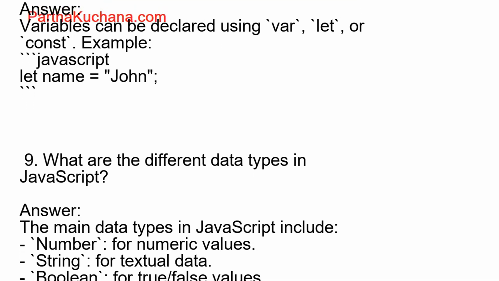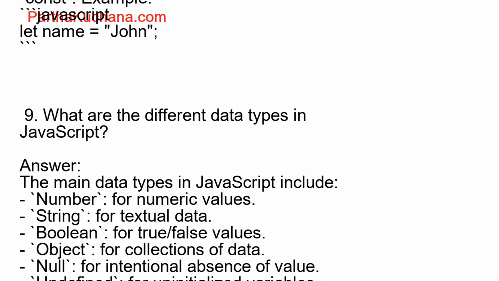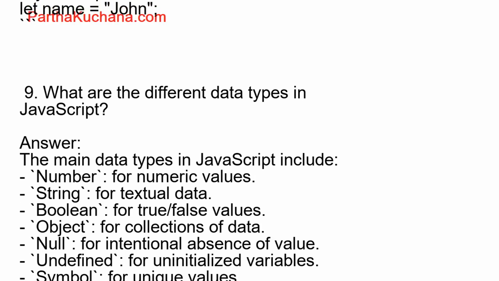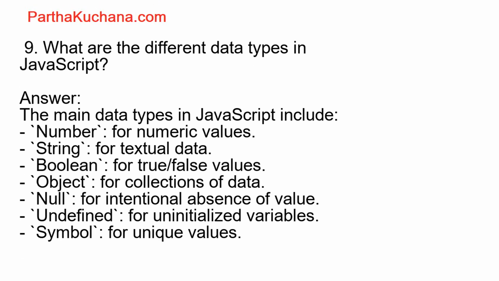10. What is null and undefined in JavaScript? Answer. Null is an assignment value representing no value. Undefined means a variable has been declared but not yet assigned a value.